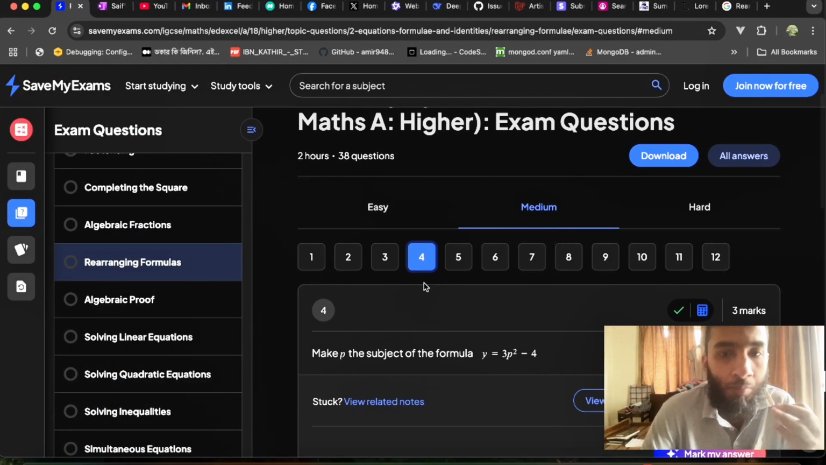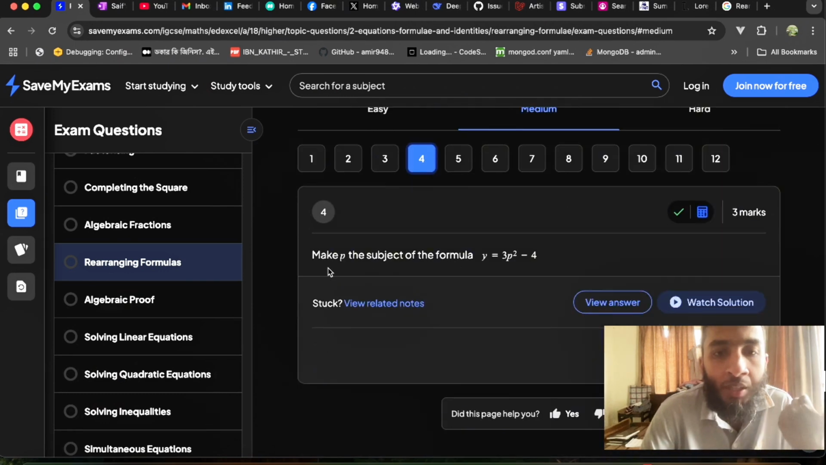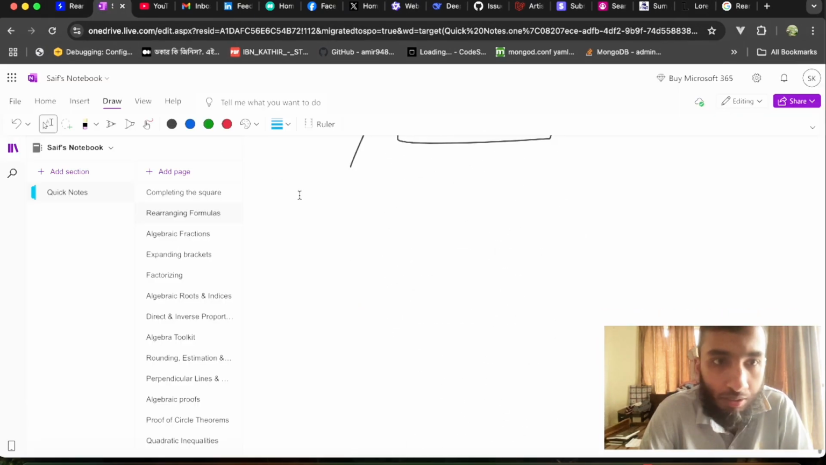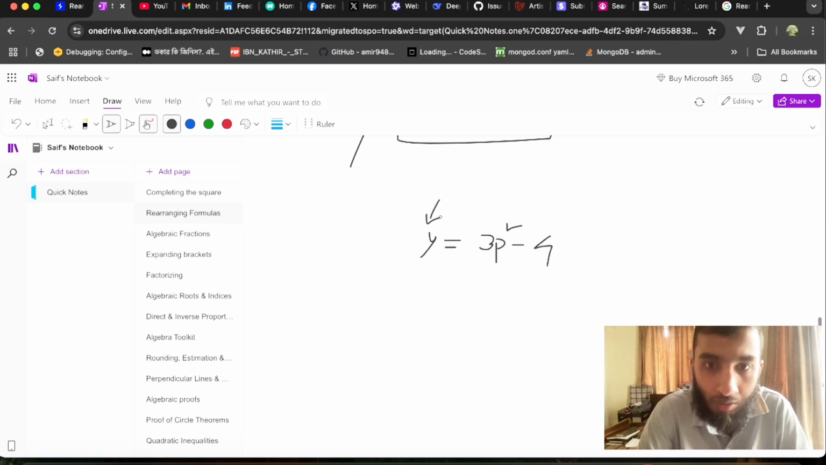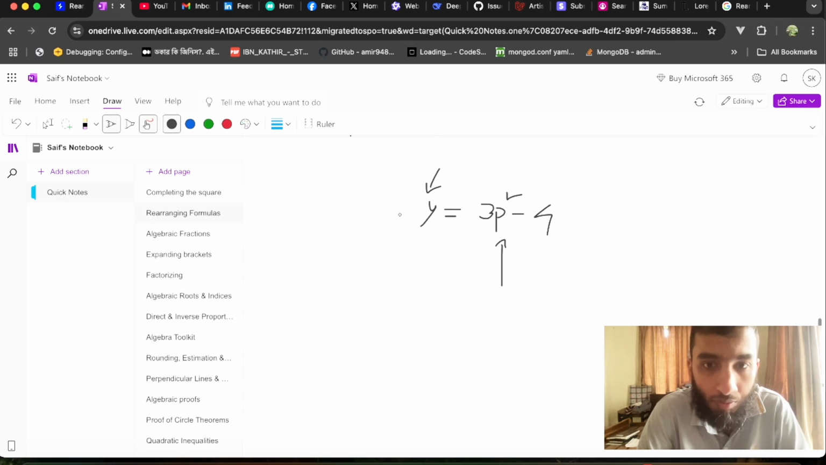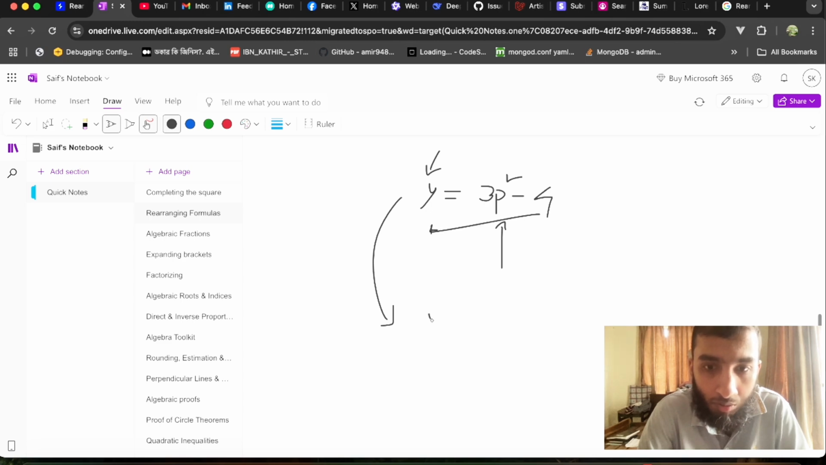I'll now focus on problem number 4. If I read the problem, it says you have to make p the subject of the formula in this equation, y equals 3p square minus 4. So the equation given here, if I use my pen tool, is y equals 3p square minus 4. Right now the subject is y, you have to make p the subject of the formula. So how can you make p the subject? If I take 4 here, 4 will be plus, so we can write y plus 4 equals 3p square.